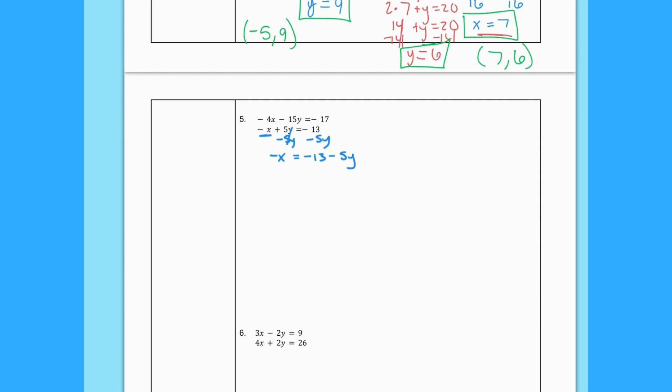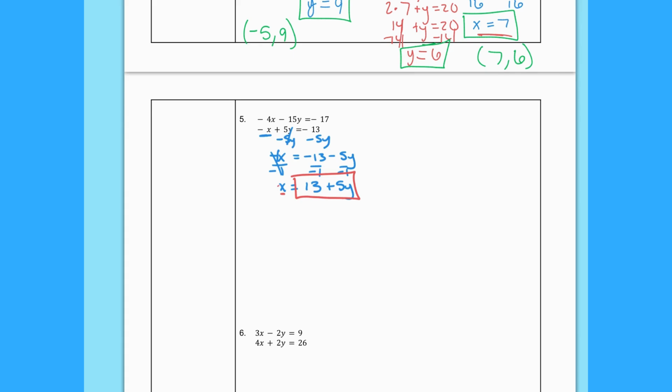And then with that minus sign there, that means there's really a hidden 1. So we're going to divide everything by negative 1. So now I get x, which is what we wanted, x by itself. And that's going to be positive 13 plus 5y. So now we have a value that we can substitute for. So I know that x is the same thing as 13 plus 5y.